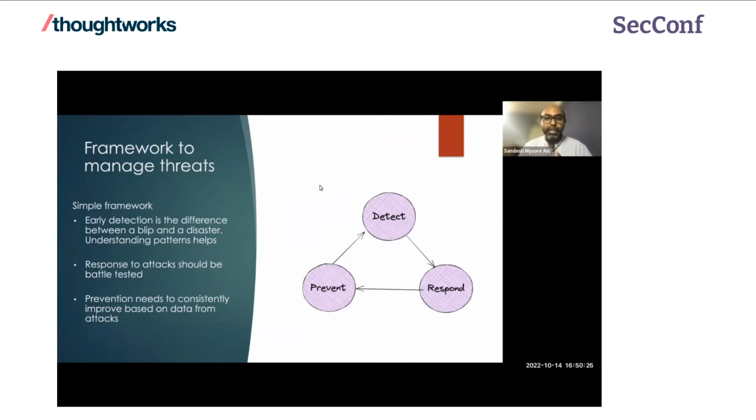Finally, prevention obviously is the most important. You want to set your systems in such a way that these attacks don't succeed. The best way to do that is to follow all the best practices, but also to get the data from the attacks that are happening and continuously improve over time. So what's really important is that there's a feedback loop between each of these stages.